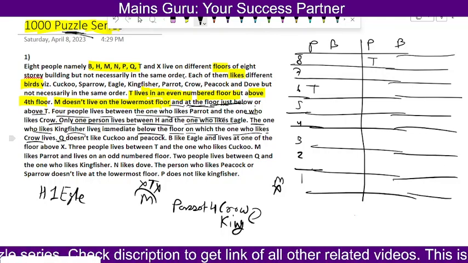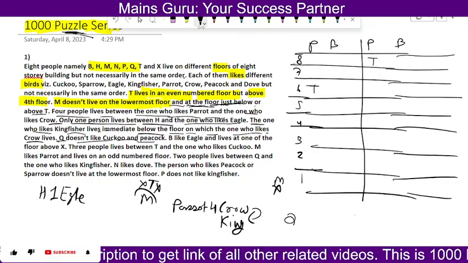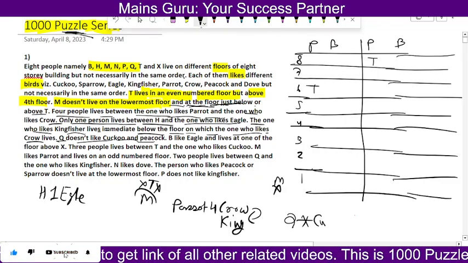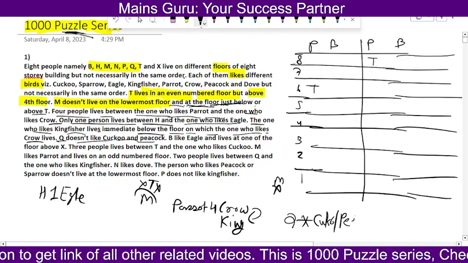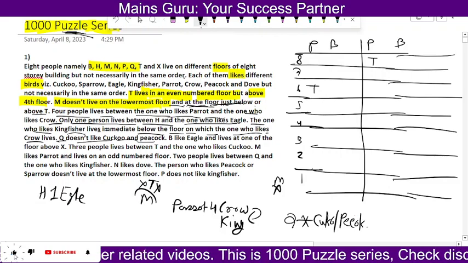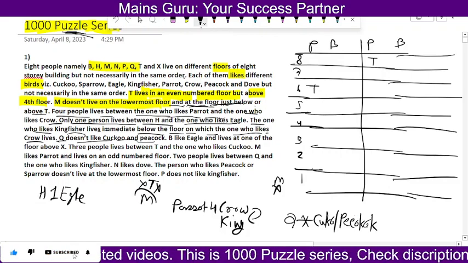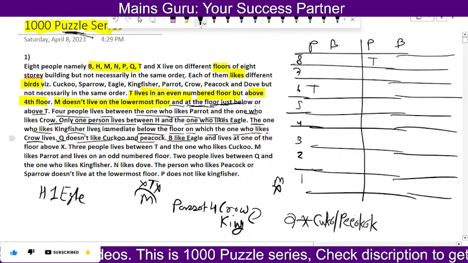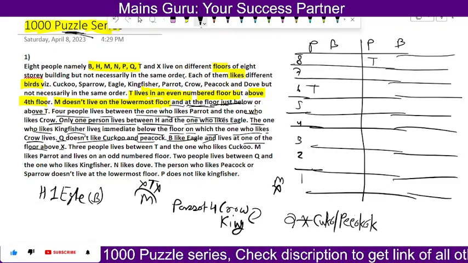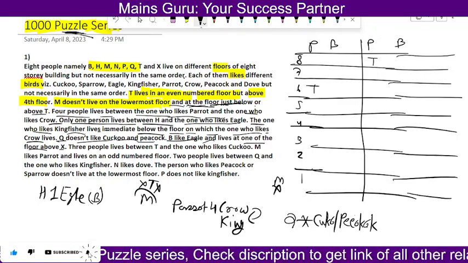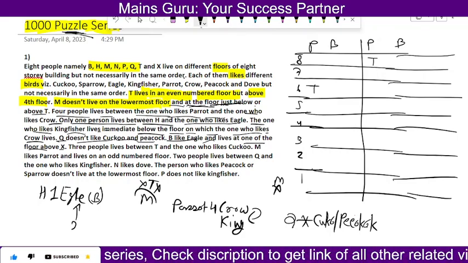Q does not like cuckoo and peacock. Don't be confused between peacock and parrot. B likes eagle and lives one floor above X. B we have already written here, so we will merge this. B likes eagle and lives one floor above X.